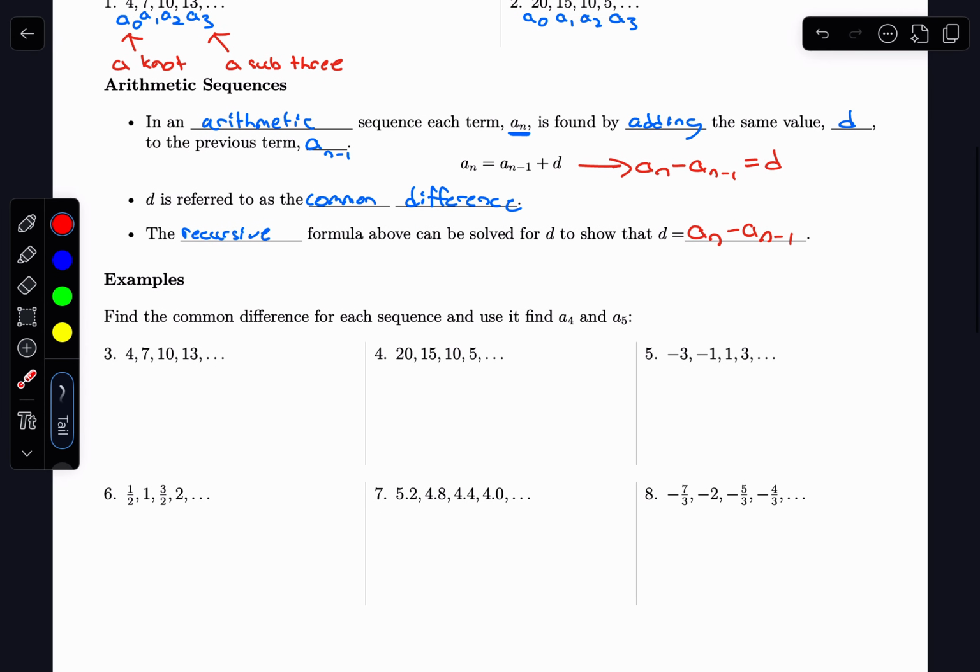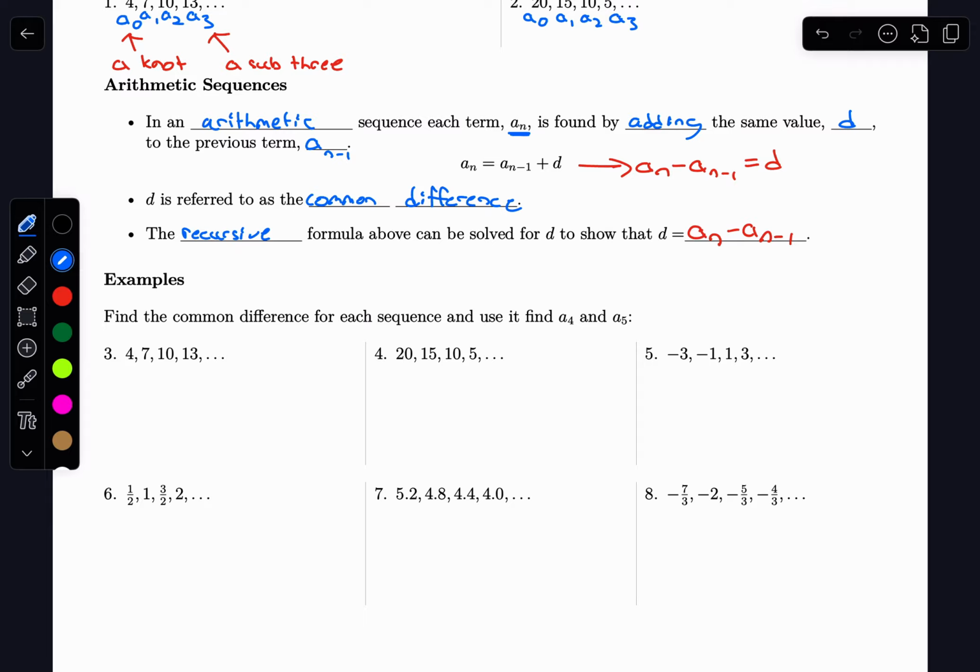First, we have some examples down here where we're going to find the common difference for each sequence, and then we will use that to find the next two terms, a sub 4 and a sub 5. This is going to be really easy once we get going. I'm going to do the first two, and then I encourage you to pause the video and try the next four by yourself, because once you see me do one or two, you should be able to get the hang of this.